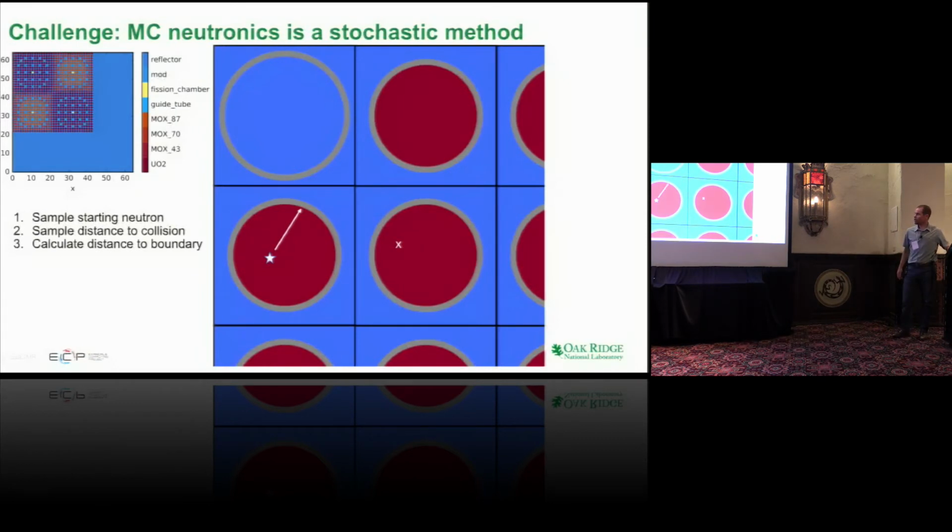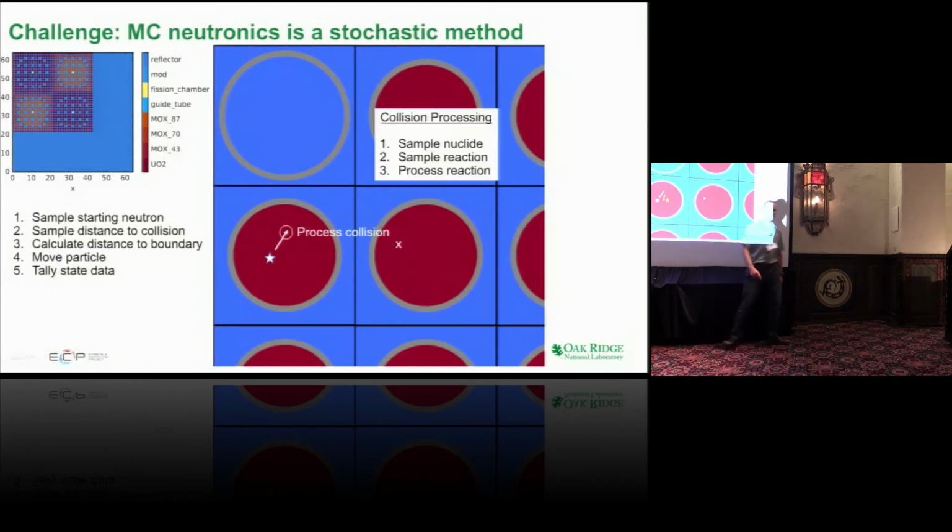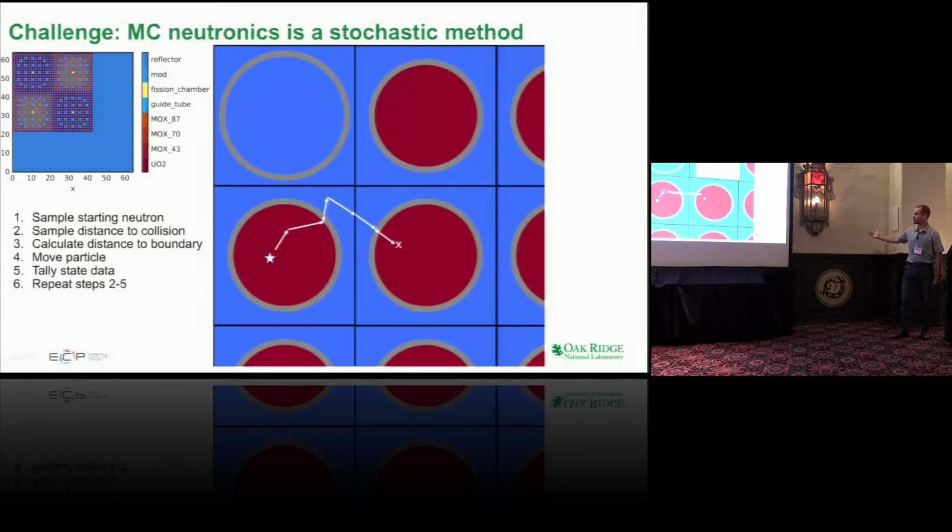Then we also calculate the distance to potentially the next boundary. Then we determine which of those is shorter. Then we push the particle that distance, and we tally the various state data. For example, if we were interested in the neutron flux, which is a component of any neutron power array, the power that's going to be here, we would add up all those contributions. Then we process that collision site, which means sampling the nuclide, sampling the reaction, and processing the reaction. It seems pretty simple, right?